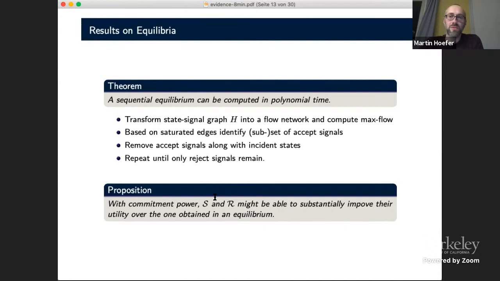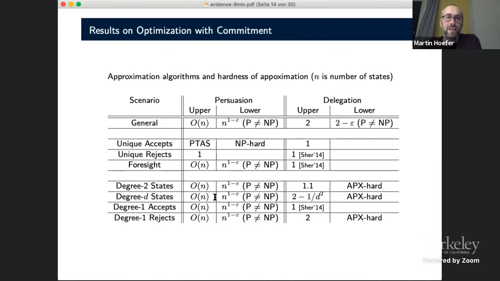So we also study these commitment power variants, and it turns out they're actually quite hard. There's a very simple O(N) approximation algorithm for the persuasion case, and a simple two approximation for the delegation case. And these are essentially also hard. We have an N to the one minus epsilon hardness for any constant epsilon, which is from max independent set hardness. And we also have a two minus epsilon hardness for delegation for any constant epsilon. So even though this seems like a very elementary game, these persuasion and delegation scenarios can be very hard, hard up to trivial algorithms to approximate.